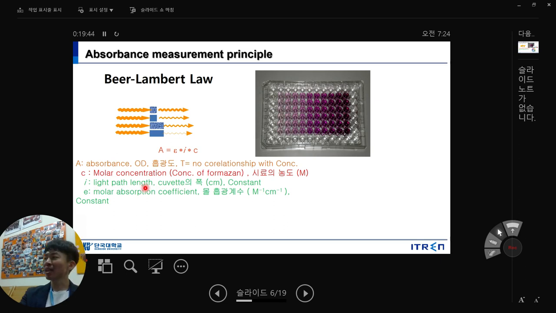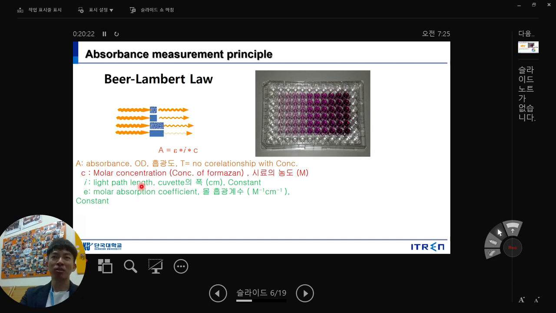When you put the same CCK solution in the 96 well for MTT or CCK, let's say 100 microliter all the time, your light path length is the same because the light from the machine can penetrate the 100 microliter. Okay? But from your horrible pipetting, sometimes 100 microliter, sometimes 90 microliter, what will happen? This light path length will change. It can affect your result. Okay?